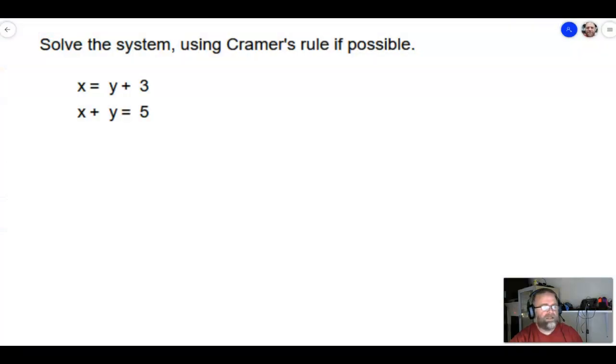Beckstrom, and today I want to take a look at an example from section 9.5. This is number 7, and it says solve the system using Cramer's rule if possible. So let's see how we go about solving this.